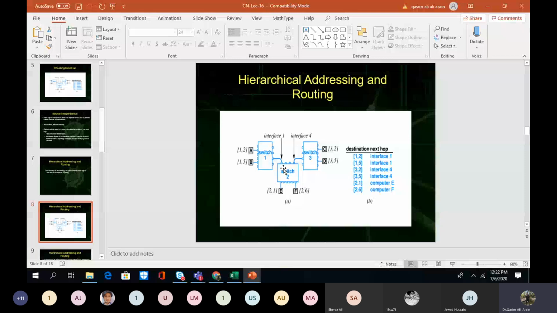So what is the next hop? Next hop is interface 1. अब देखें, 1, 2 तक पहुंचने के लिए आपको कौन सा इंटरफेस चाहिए, कौन सा हॉप चाहिए?